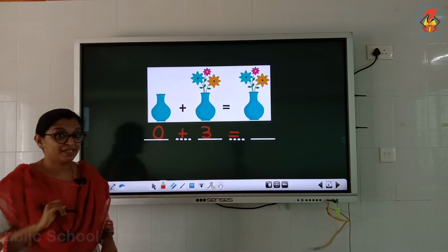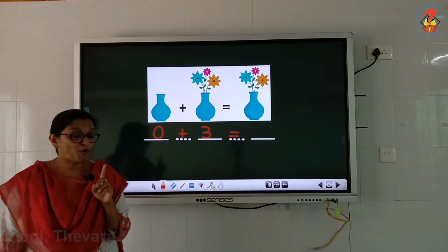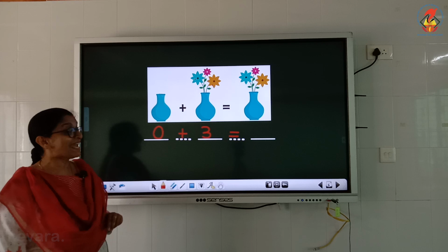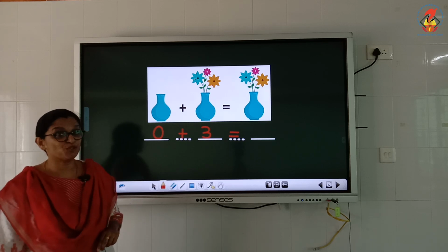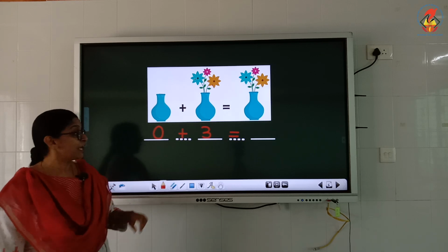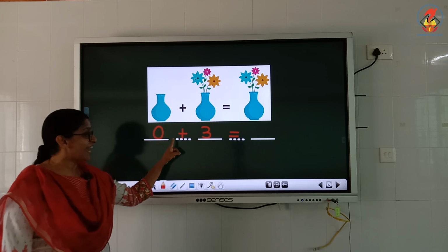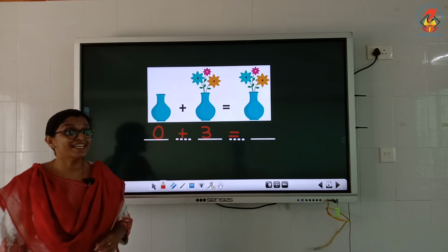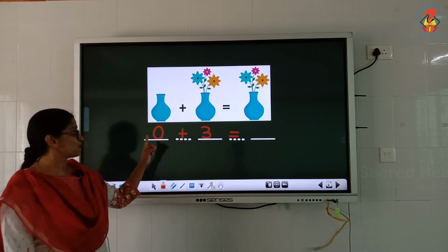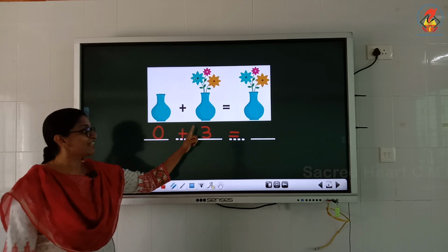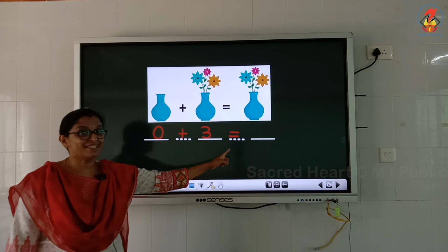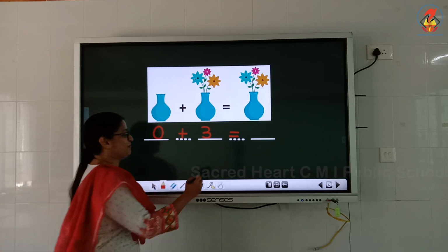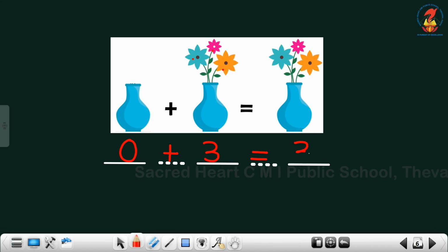Now children, remember what Miss told you? If any number is added to 0 or if 0 is added to any number, the total is the same number. So 0 plus 3 equals 3. So I write here number 3.